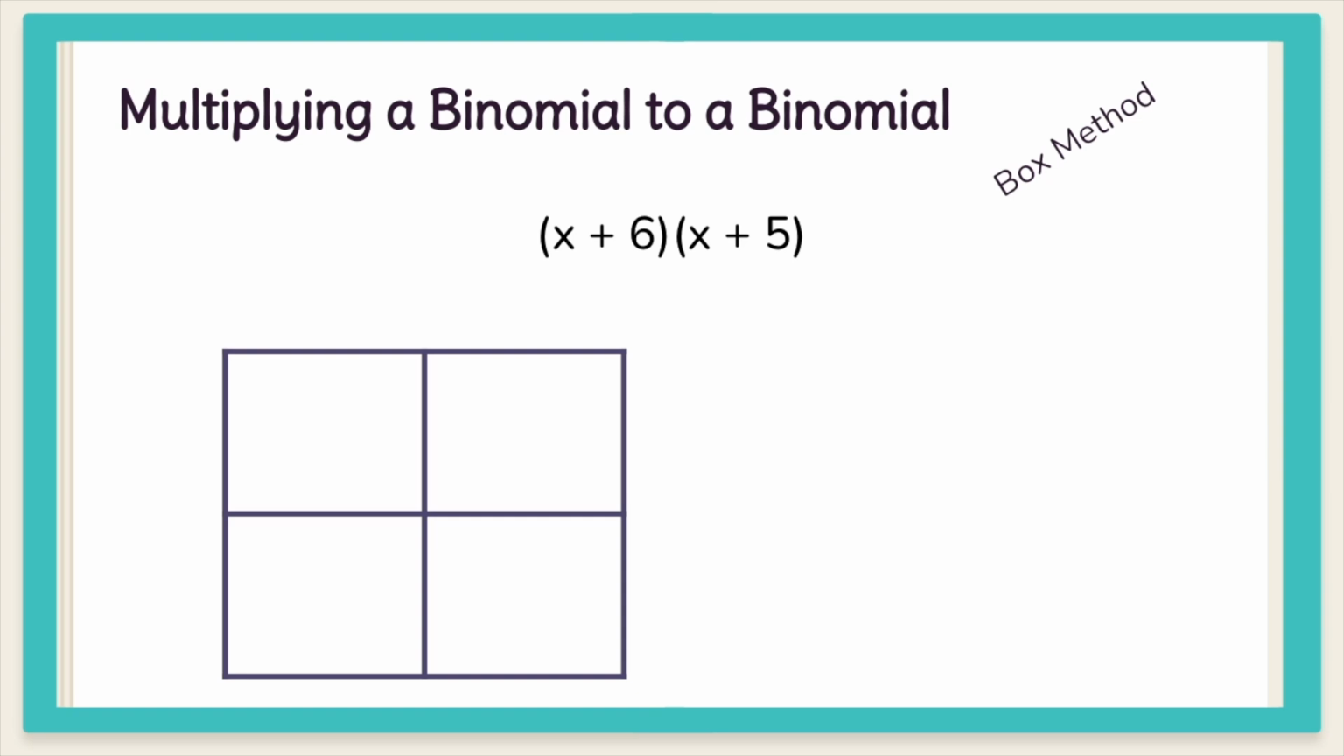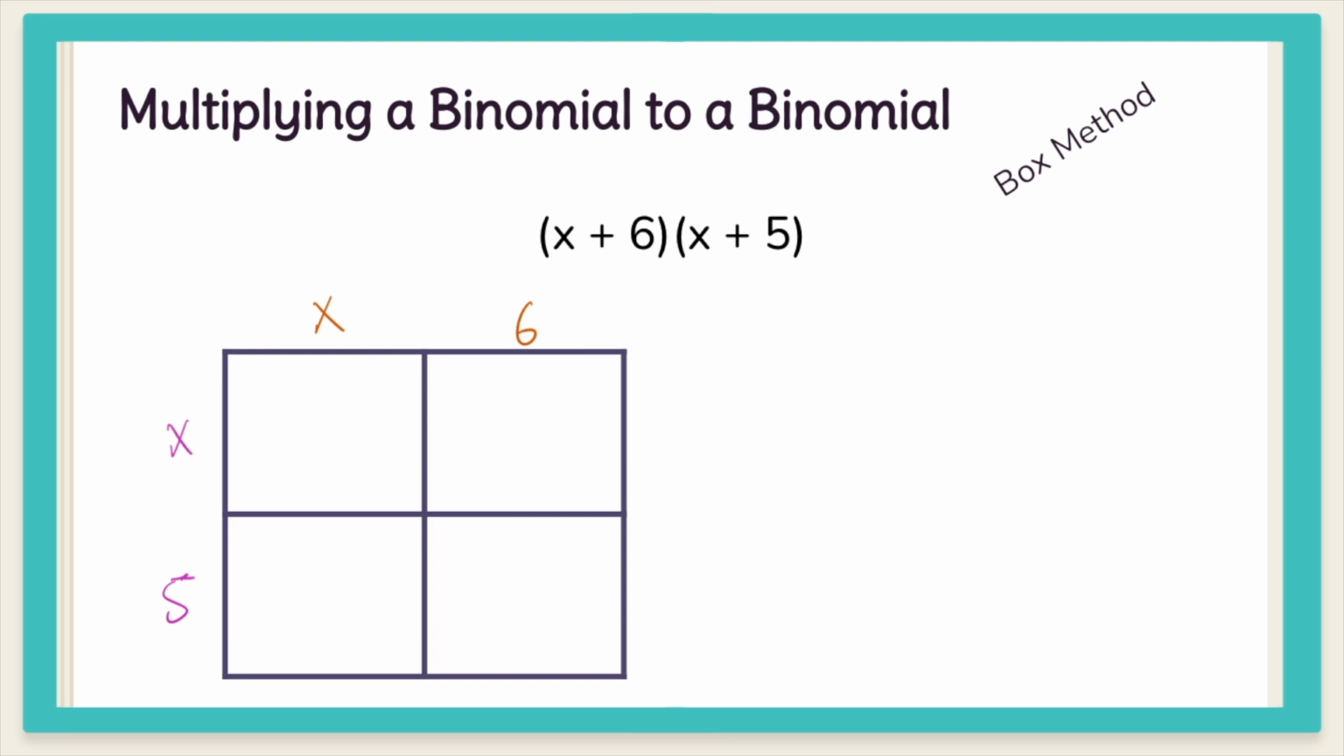Now here we're going to be multiplying a binomial to a binomial, and there are two ways to do this. The first one that we're going to talk about is the box method. So you can see here that I have x plus 6 times x plus 5. To set this up with the box method, I'm going to put x plus 6 on this side, and then I'm going to have x plus 5 on the other side, because these are the two binomials. Then I'm going to multiply them together much like a Punnett square that I talked about in science class.